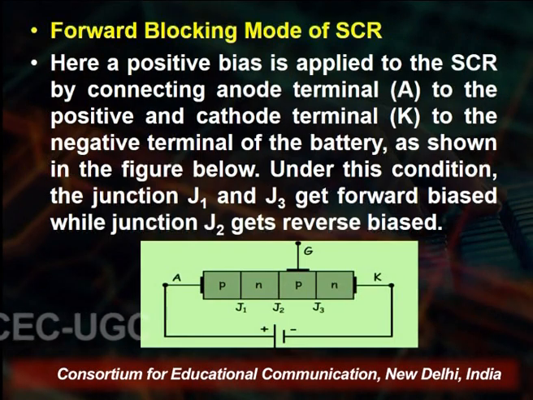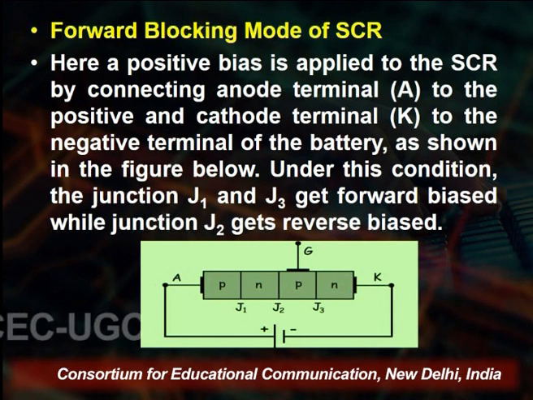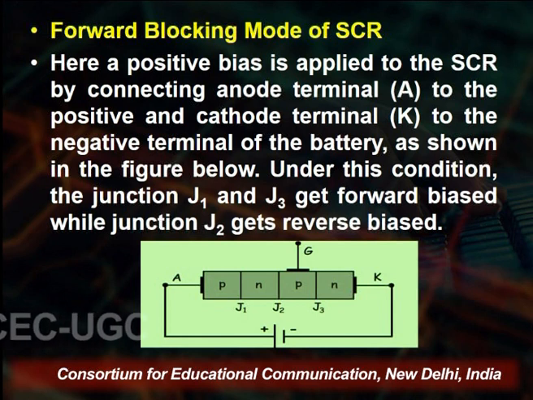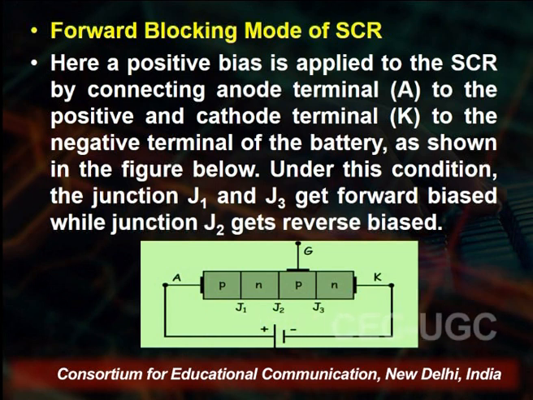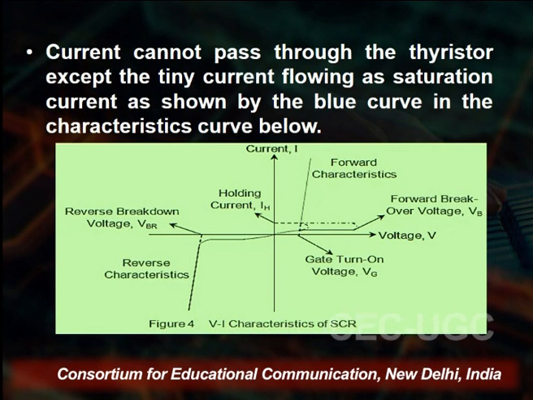But in the case of the forward blocking mode of the SCR, the positive bias is applied to the SCR by connecting the anode terminal A to the positive and the cathode terminal to the negative terminal of the battery, as we have seen in the diagram. Under this condition, J1 and J3 are forward biased, but J2 is reverse biased.